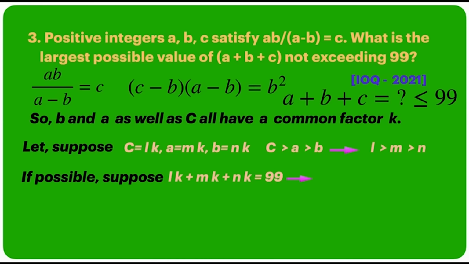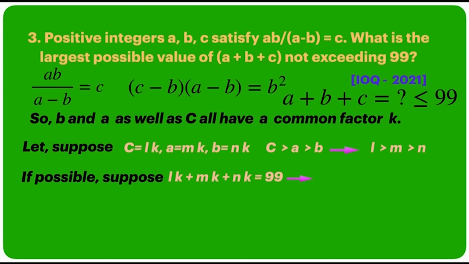So let us see. We can consider all the given conditions, that is c minus b into a minus b equal to b square, and also we have got the relation L greater than M greater than N, and also lk plus mk plus nk equal to 99.